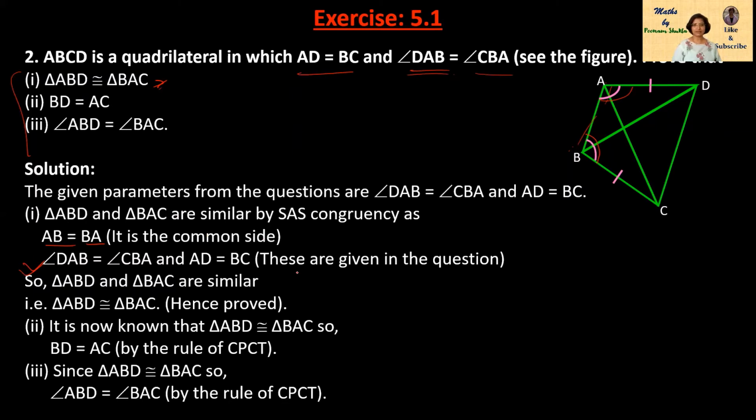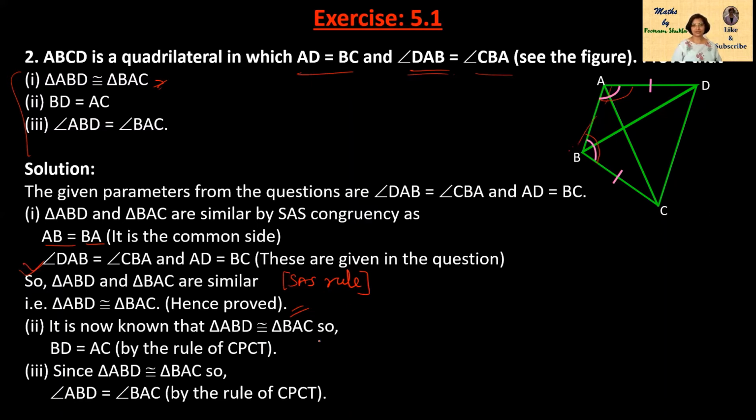So by which rule? By the SAS rule. You can say by the SAS rule, these triangles are congruent. So you can say triangle ABD is congruent to triangle BAC. This is proved. Now come to the next part, the second part, BD equals AC. We have to prove now BD equals AC.